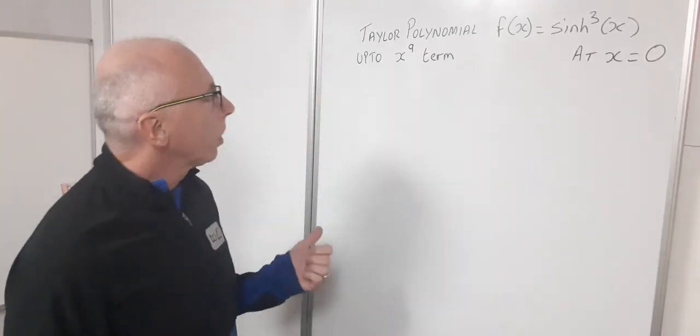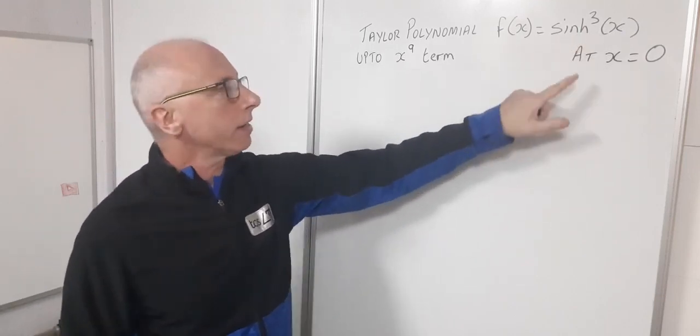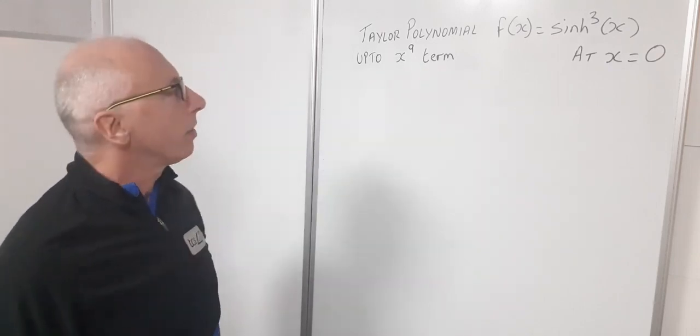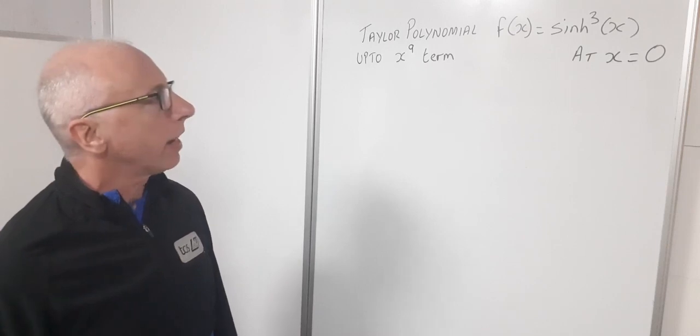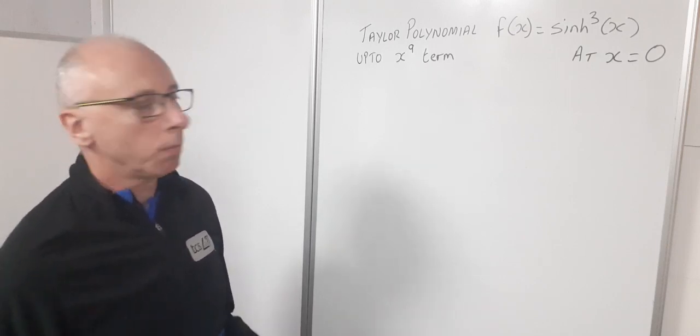So in this video, we're going to calculate the Taylor polynomial for sinh cubed of x centered at x equals 0, up to and including the x to the 9 term. The best place to start is to use our sinh of x Taylor series.